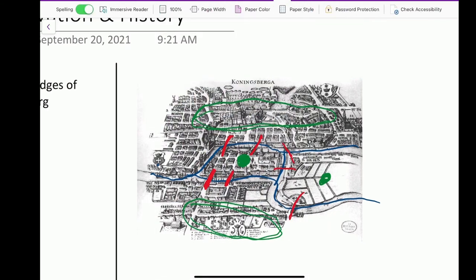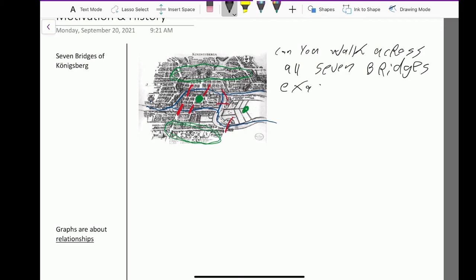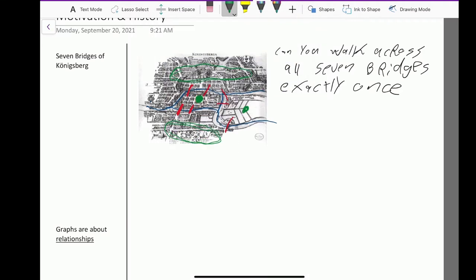And what the problem asks is, can you walk across all 7 bridges exactly once? And what Euler proved was that it is not possible. And he basically invented graph theory to mathematically prove that.